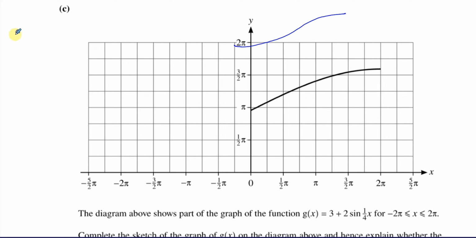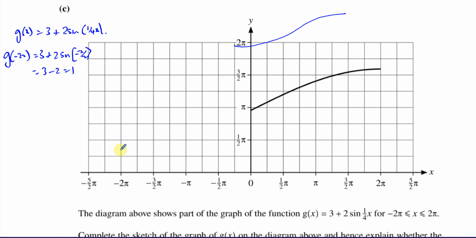So we have g of x equals 3 plus 2 sine of a quarter x. Let's see what happens when we put x equals minus 2 pi. When x is minus 2 pi, you're going to have 3 plus 2 times the sine of minus 2 pi times a quarter. That's going to be minus pi over 2, and the sine of minus pi over 2 is minus 1. So you have 3 minus 2, which is 1. So minus 2 pi is going to go to 1.